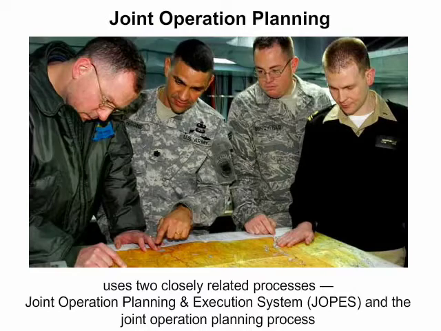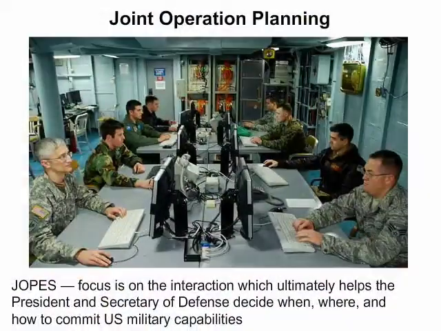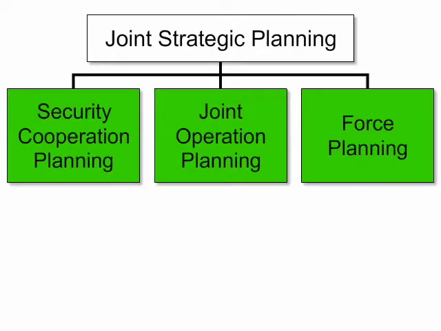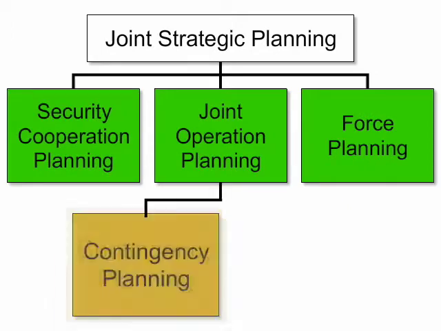Planning for joint operations is continuous across the full range of military operations, using 2 closely related, integrated, collaborative, and adaptive processes: the Joint Operation Planning and Execution System, commonly referred to as JOPES, and the Joint Operation Planning Process. While JOPES activities span many organizational levels, the focus is on the interaction which ultimately helps the President and Secretary of Defense decide when, where, and how to commit U.S. military capabilities. Joint operation planning includes the 2 primary subcategories: contingency planning and crisis action planning.